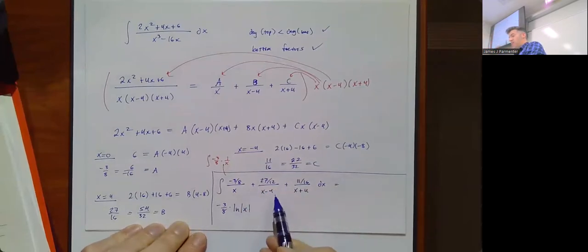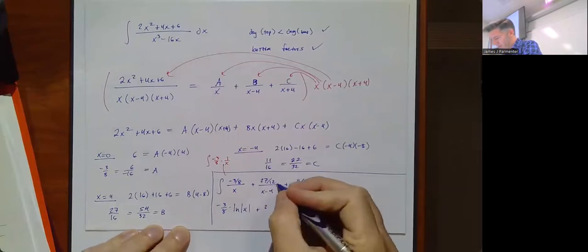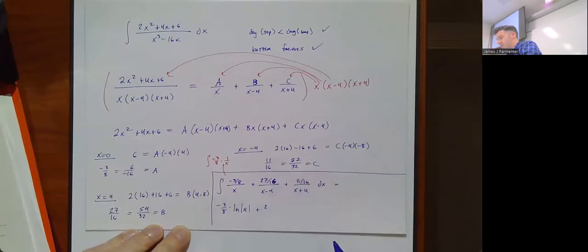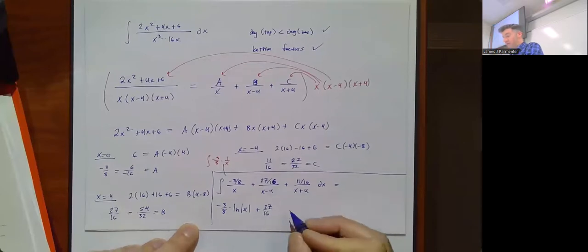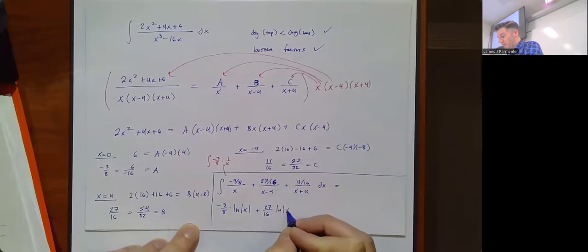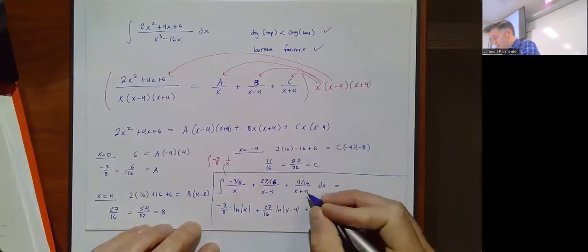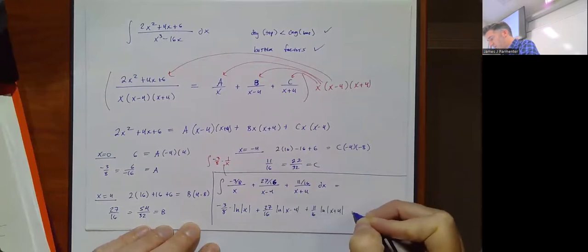Same deal here. This is really 27/16 times 1 over x minus 4. I don't know how that 6 turned into a 2 there, except my writing's terrible. That's how it happens. So I get 27/16 times the integral of 1 over x minus 4, which is the natural log of the absolute value of x minus 4. Plus 11/16 times the integral of 1 over x plus 4, which is the natural log of the absolute value of x plus 4. Plus c.